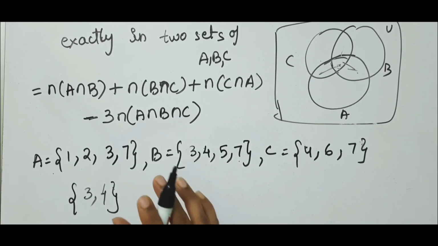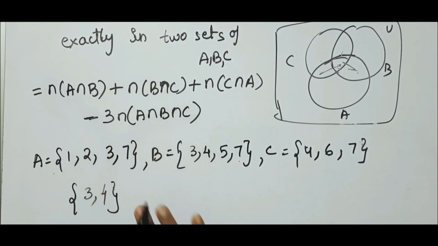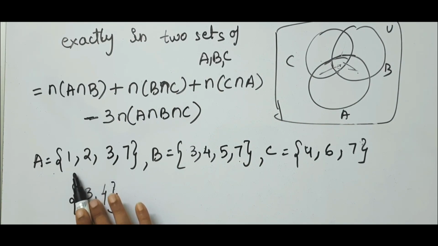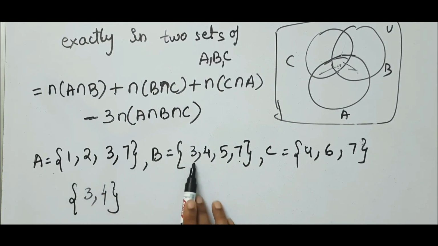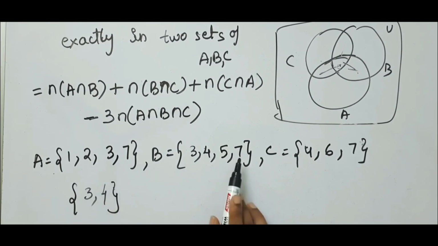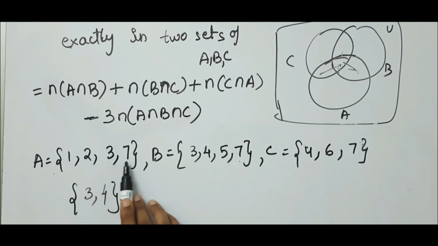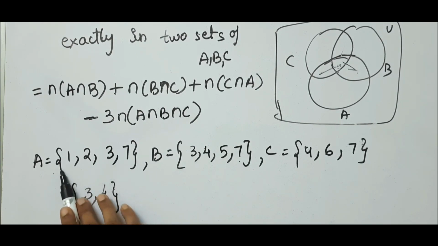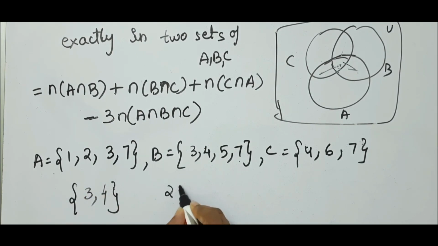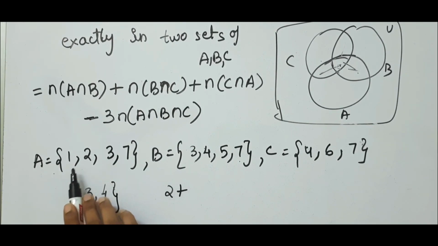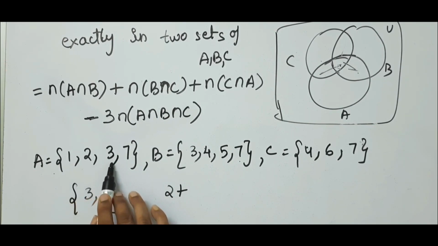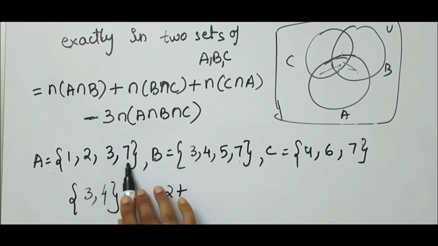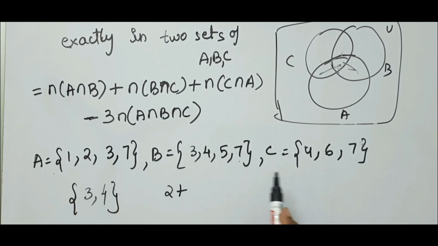Now, if we want to calculate using the formula, meaning exactly in 2 sets, we need the number of elements which are common in set A and set B. Here the elements which are common in sets A and B are 3 and 7. Here 3 is there, here 3 is there, and 7 is there and 7 is there. So 2 elements are common. The number of elements of A intersection B is 2: 3, 7. Okay.